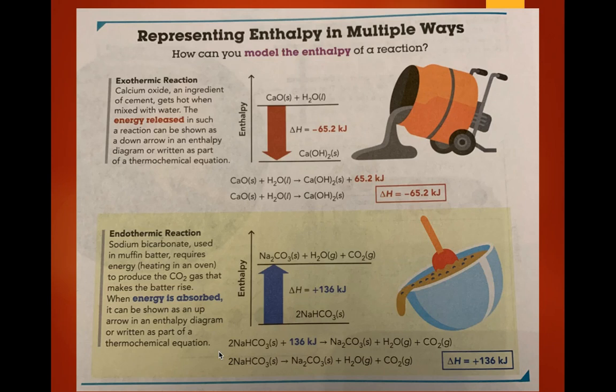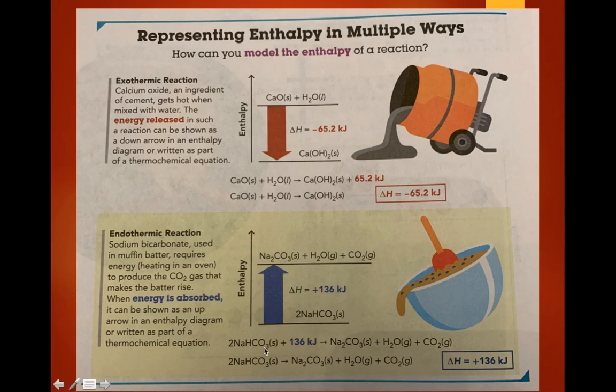When energy is absorbed, it can be shown as an up arrow. Do you guys see this up arrow in the diagram? Or we can also show it as written in a thermochemical equation on the reactant side, because we're adding energy into the system. The energy is being added into the system, so it has to be on the reactant side. So we can look at this here. This is sodium bicarbonate, okay? And then we're adding energy into the system, so our products are at a higher energy level than our reactants. That's how we know it's endothermic.